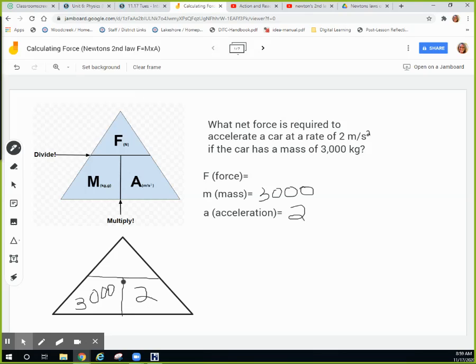So this line tells me I need to multiply. Okay, so 3,000 times 2 is 6,000. Okay, what are my units for force? 6,000 newtons. Good, 6,000 newtons.